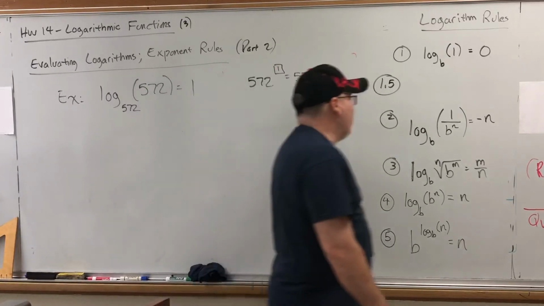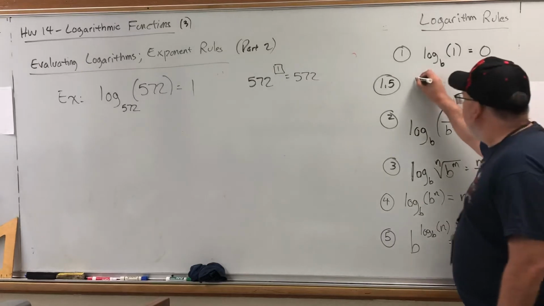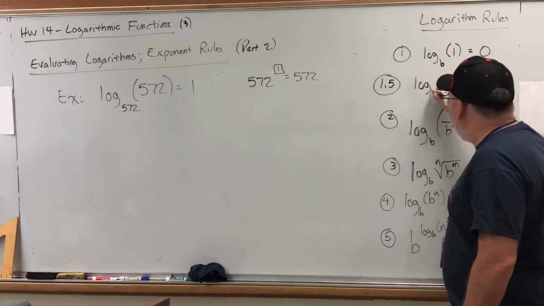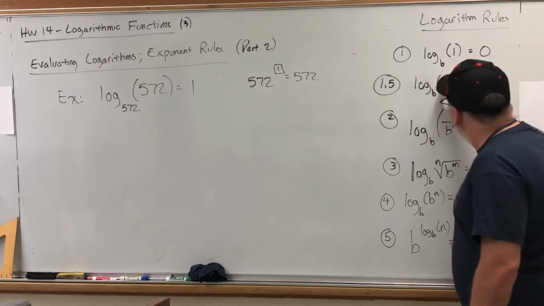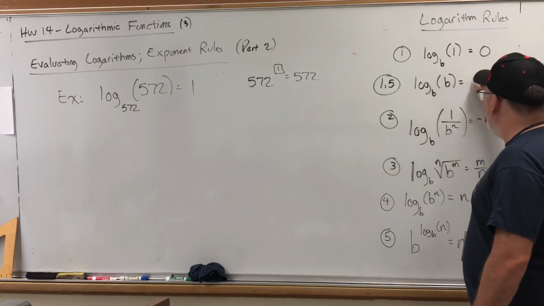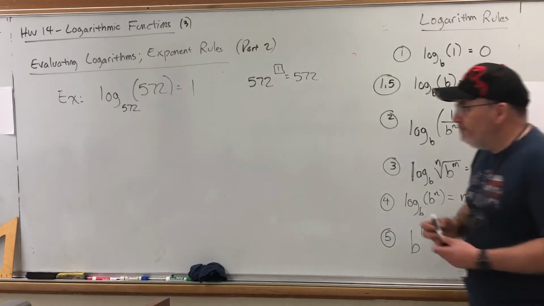So a log property that we didn't pick up earlier, we'll call it 1.5 just to put it up here, is if you take a logarithm of any valid base, remember, positive but not 1, and your argument matches the base, then the answer is 1. 1 is the power that turns a base into itself.